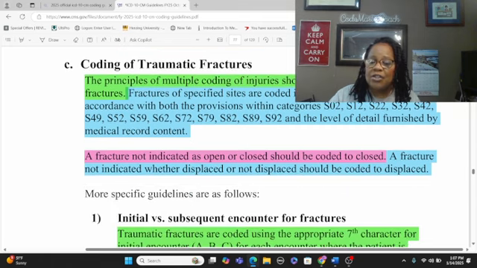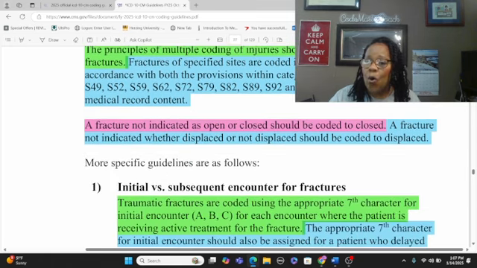It says a fracture not indicated as open or closed should be coded to closed. A fracture not indicated whether displaced or not displaced should be coded to displaced. So I would put a note in my code book. If the doctor doesn't tell you if the fracture is open or closed, then the default is closed. If he doesn't indicate if the fracture is displaced or not, the default is displaced.